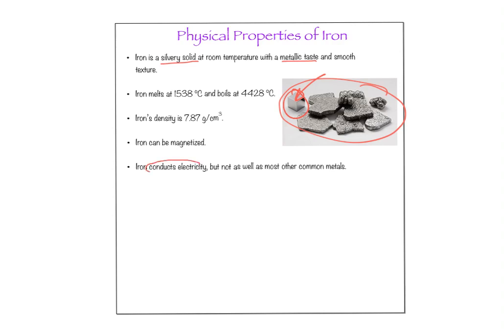So conducting electricity, can we get an electric current to run through it? That is also a physical property. So here's two more for you: magnetized and conducting electricity. You can add those to your list.